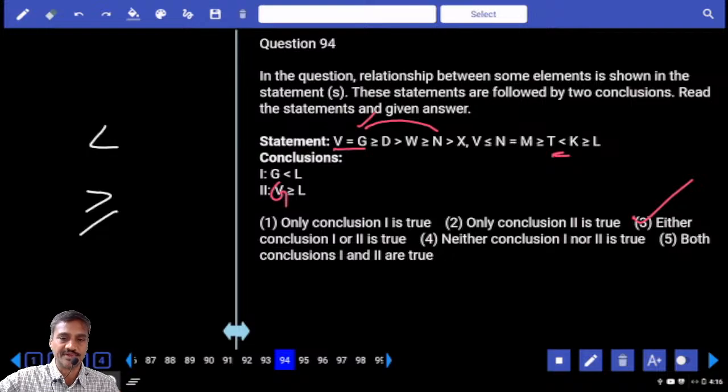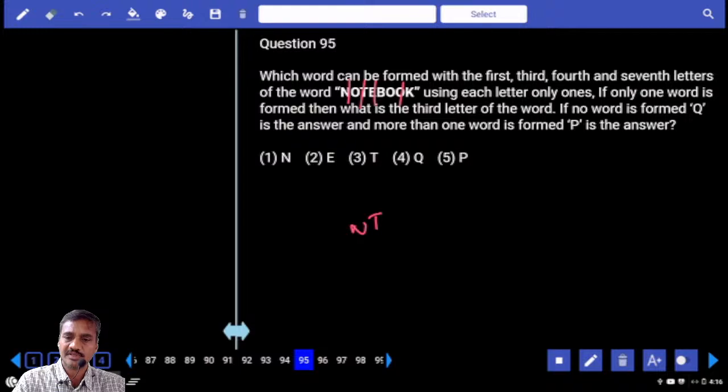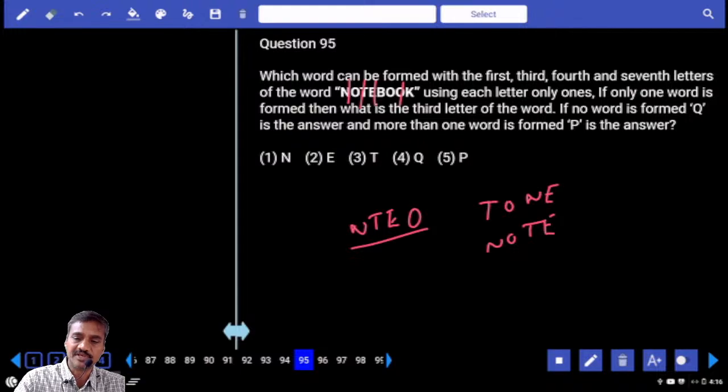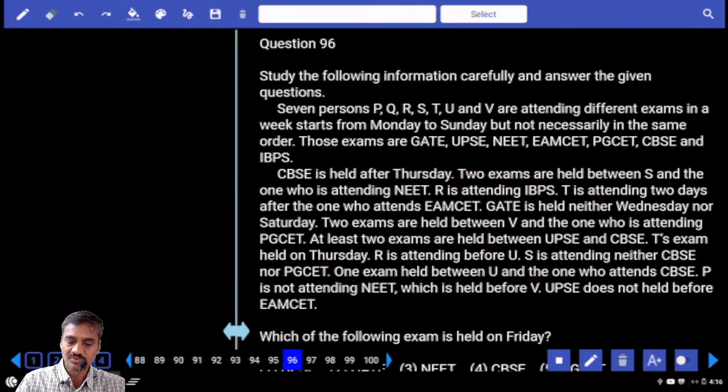Then coming to question number 95. Now in this 95, which word can be formed with 1, 3, 4, 5, 6, 7? Now what are the letters we have? N, T, E, O. Tone and note are the two words that were given. And more than one such word, P as your answer, choice 5. 95. Now in one of the examinations, IBPS has given the same words, note and tone. Okay? 95.